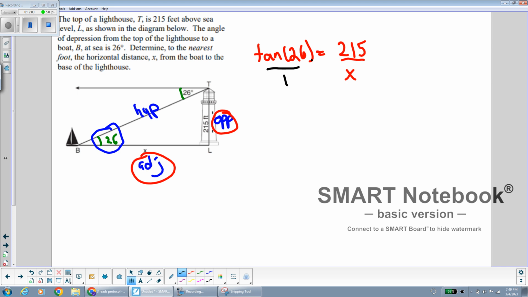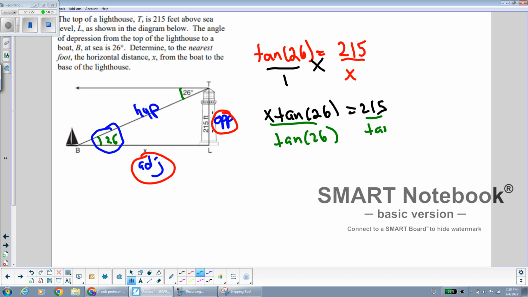So I can put this over 1 and cross multiply. x tangent 26 is equal to 215. I've got to get that x by itself. So I'm going to divide both sides by tangent of 26 degrees to cancel it out. Let me type this in my calculator.